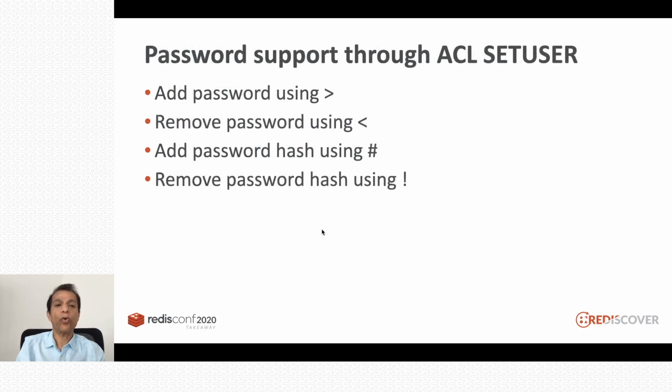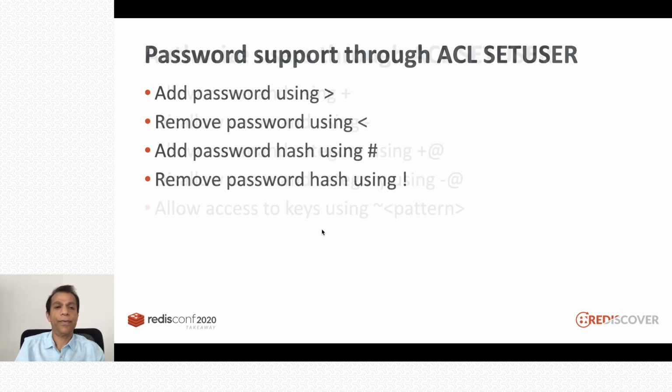How do we support multiple passwords through ACL SETUSER? ACL SETUSER uses control characters to denote which part of the user property you're dealing with. For example, to add a password, you prefix the password using the greater than sign, and you remove a password using less than. If you want to add a password using a password hash instead of the clear password, you can use the hash sign, and you can remove the password using hash by bang.